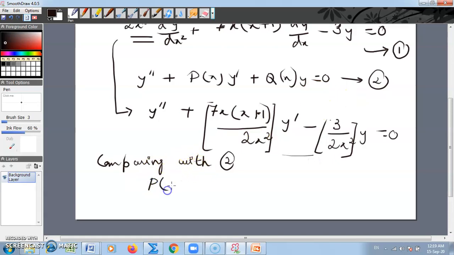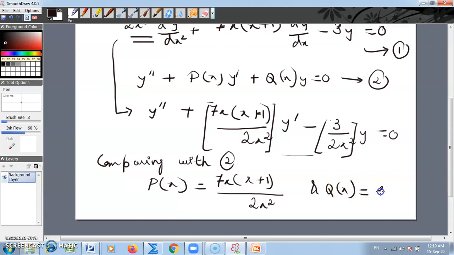px is equal to 7x into (x plus 1) divided by 2x squared, and qx is equal to 3 divided by 2x squared. This is what we get. There should be a minus sign here, so this will come like this.